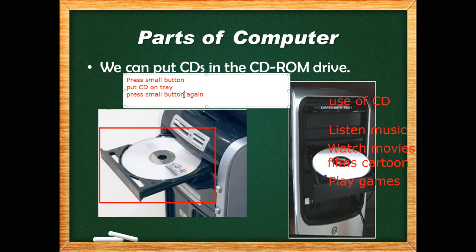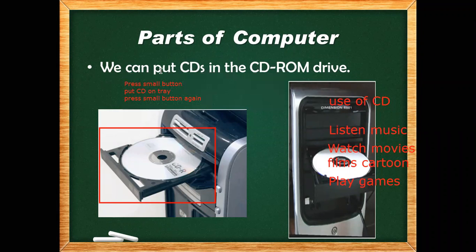So, in this way, we can put the CD in the CD-ROM. That's it. See how easy it is. Press the small button, put the CD on the tray, press the small button again. When you press the small button, the tray will come out. When the tray comes out, you have to put the CD on the tray. Then press the small button again, and the tray will go inside the system unit.